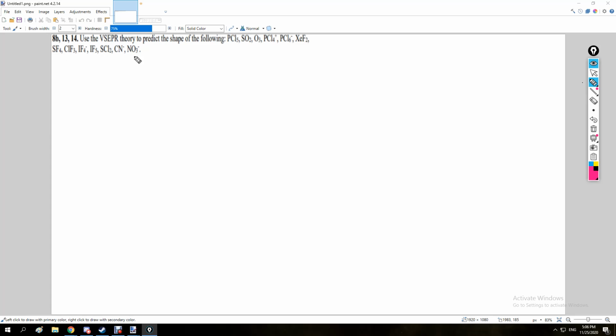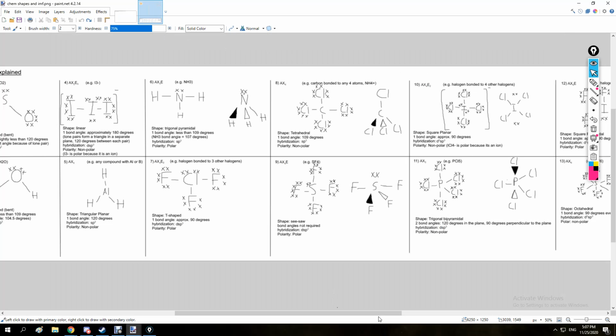Next up, ClF3. This is one of the things you should know. Any halogen bonded to 3 other halogens is T-shaped. That is a rule. IF4, any halogen bonded to 4 other halogens is square planar. And for IF5, any halogen bonded to 5 other halogens is square pyramidal, as shown here.